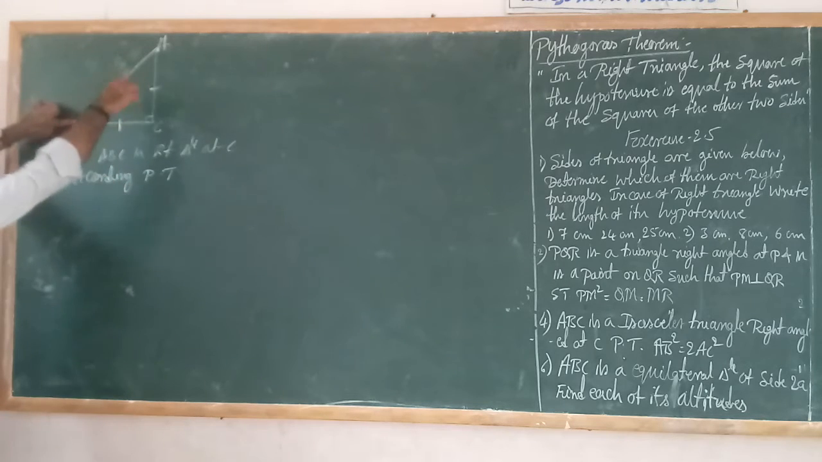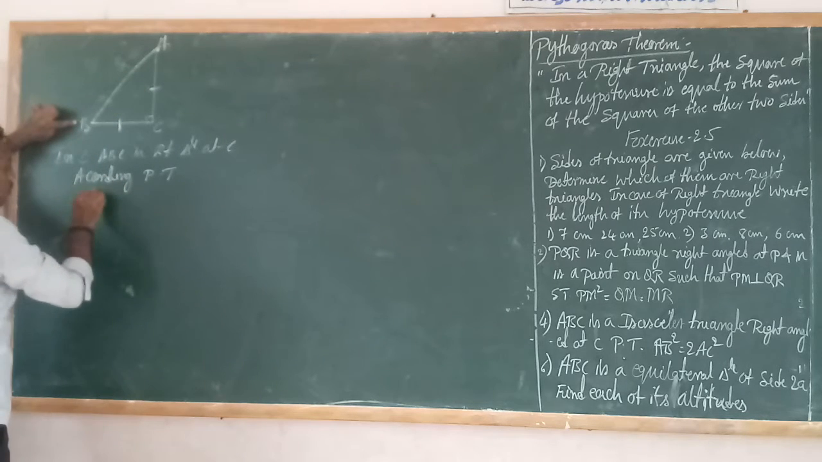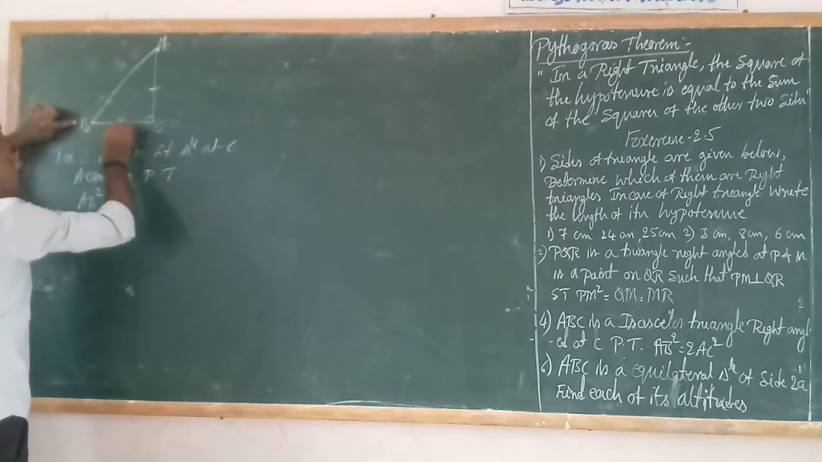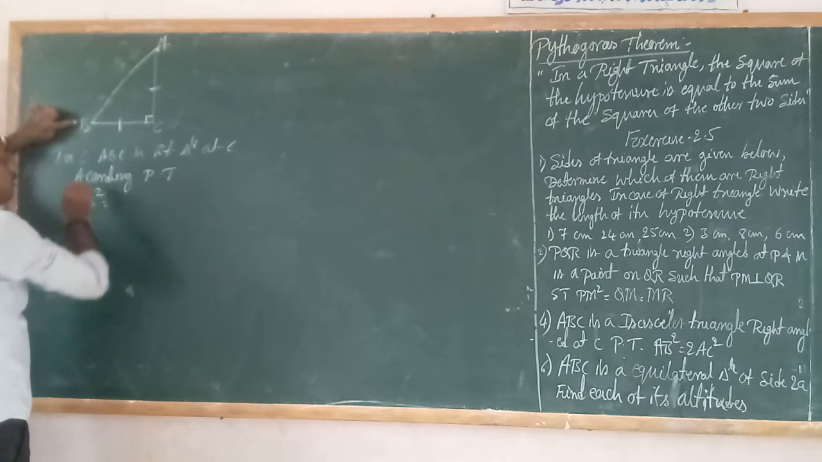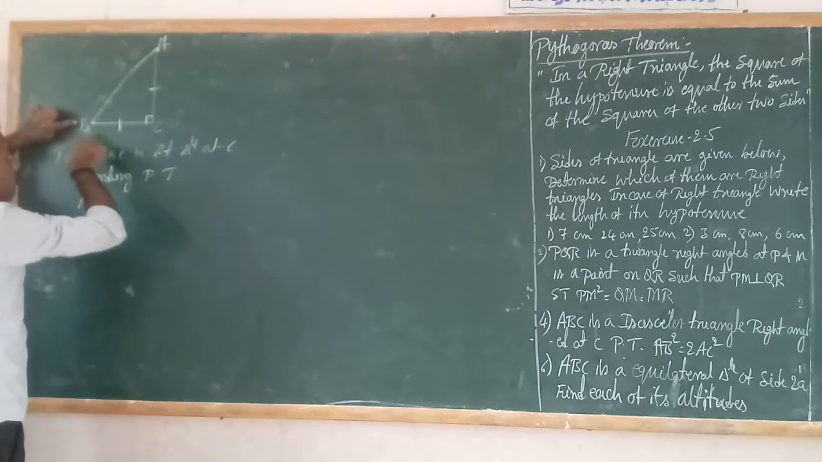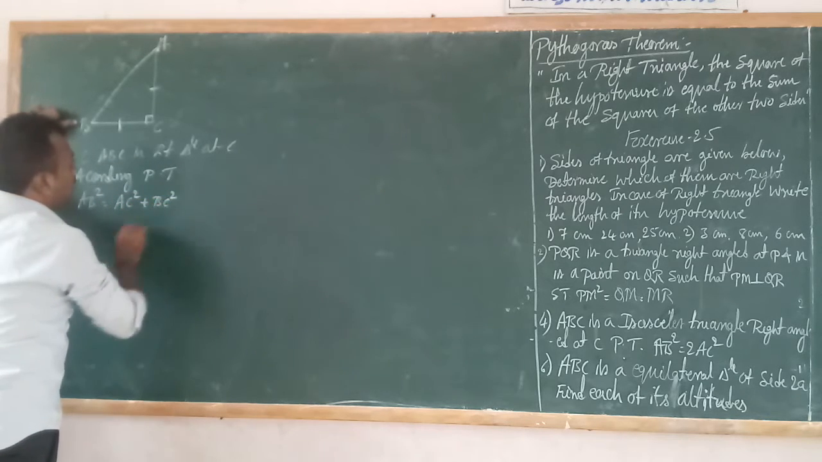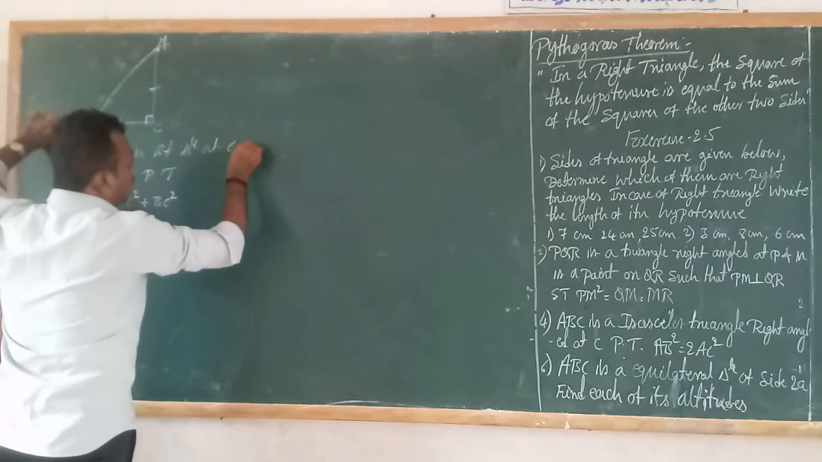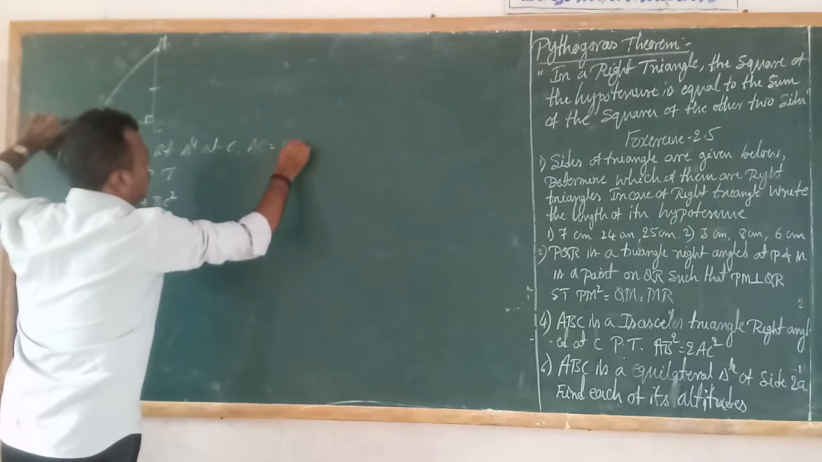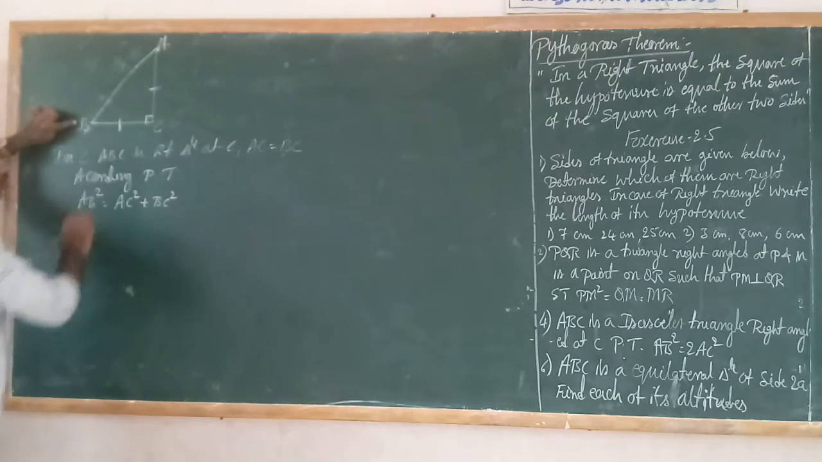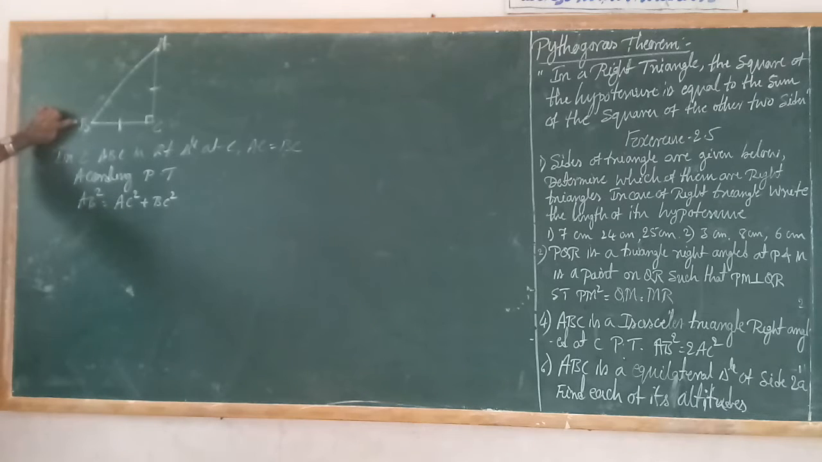So Pythagoras theorem, you have to use it. AB square is equal to, see, AB is the hypotenuse, opposite angle C. It is equal to the remaining sides AC square plus BC square. Correct. And AC is equal to BC here, because it is an isosceles triangle.